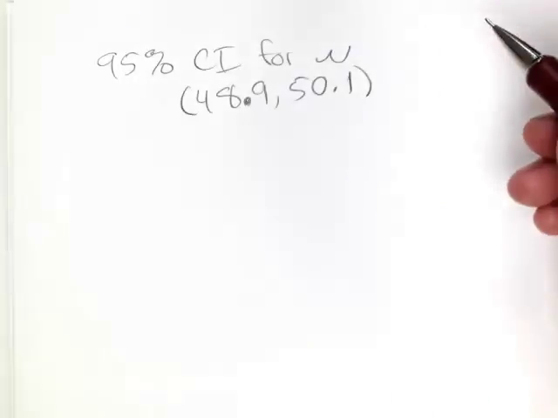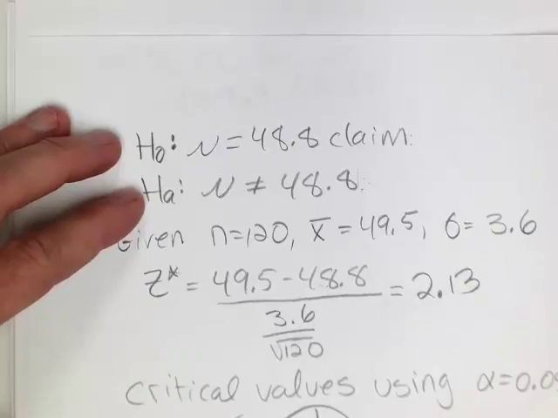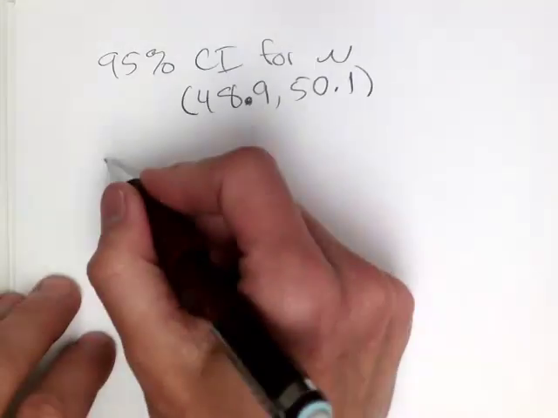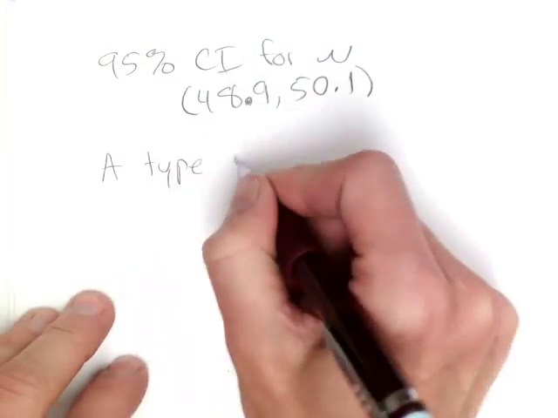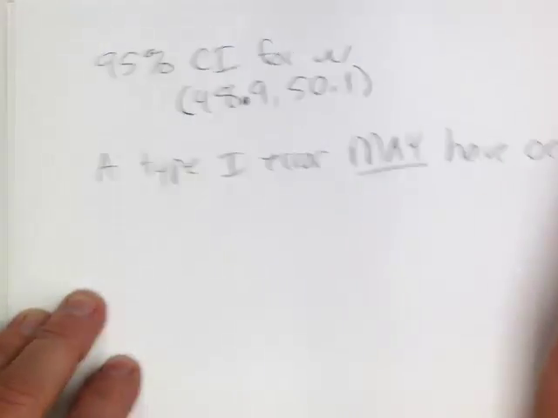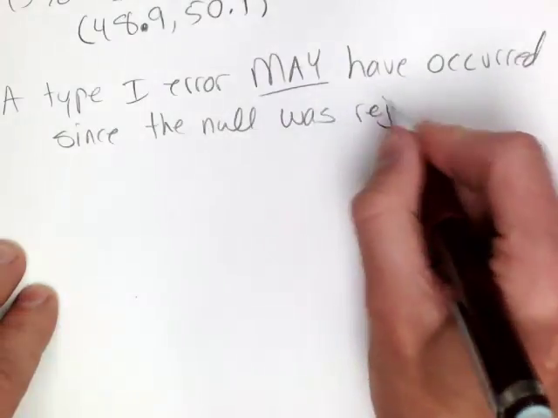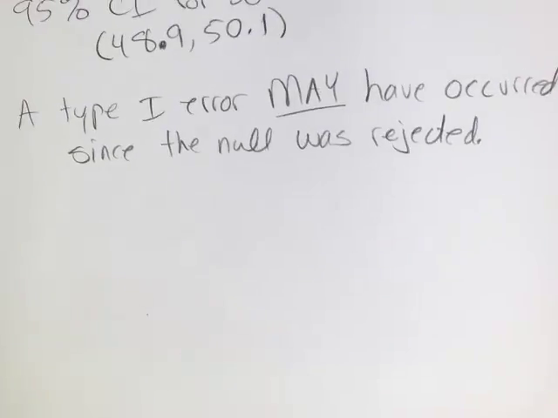Last but not least, since we have rejected the null, it is possible that a type 1 error may have occurred. I asked for that on your lab. Remember what a type 1 error is. It's the probability of rejecting the null when the null is really true. We're not saying that a type 1 error was absolutely committed. It means that since we're basing our decision on a sample, it's possible just by chance, not on purpose, that we came to the wrong conclusion. So since we rejected the null, a type 1 error may have occurred.